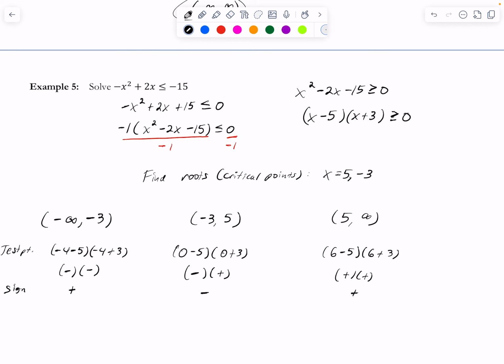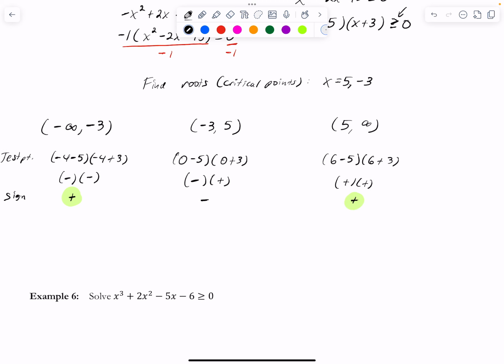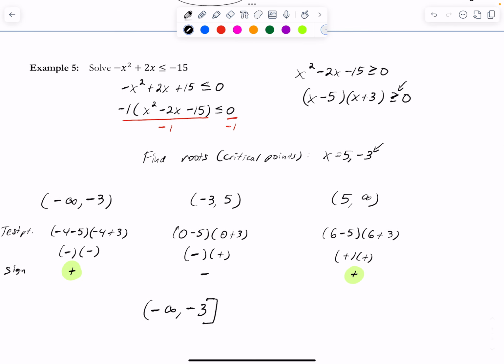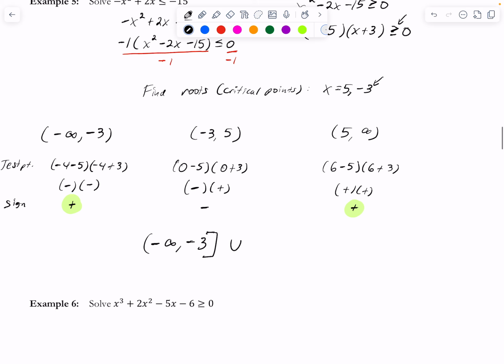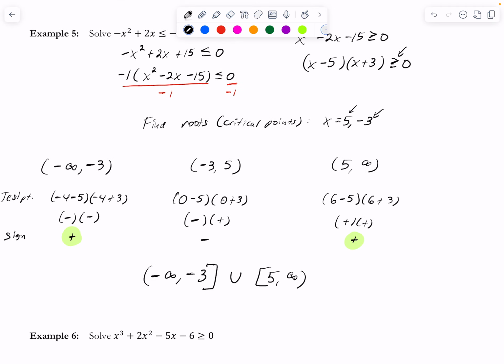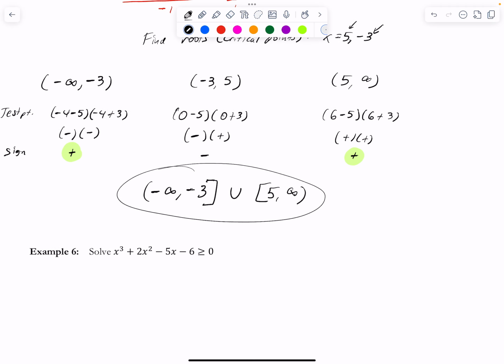And I'm checking my sign here. It says greater than or equal to 0. So I'm going to highlight where it's greater than or equal to 0, which is the first one and the last one. Now keep in mind, it does say or equal to. So watch what happens when I write my answer. It's -infinity to -3, but we're going to include -3, because -3 is one of our roots where it would make this become 0. And then the union of that would be from 5 to infinity. Again, 5 has a bracket around it because 5 also makes this become equal to 0. All right, so this is going to be the answer for example 5.